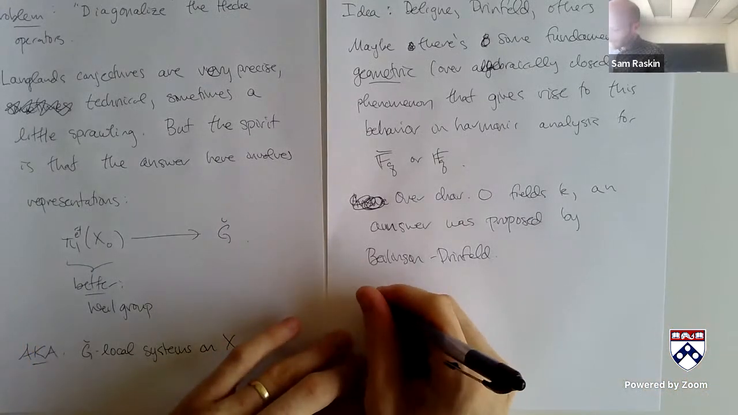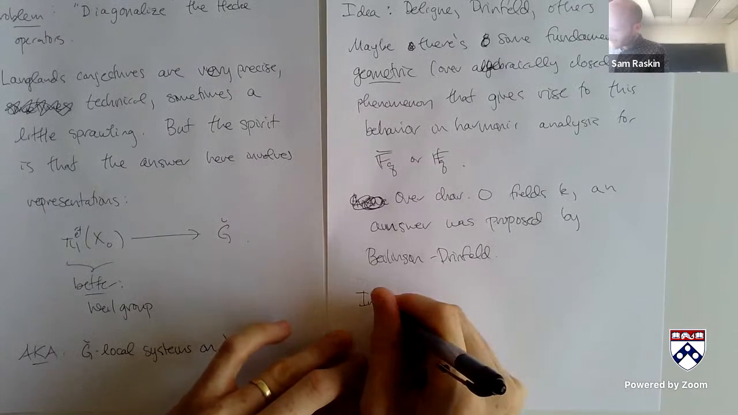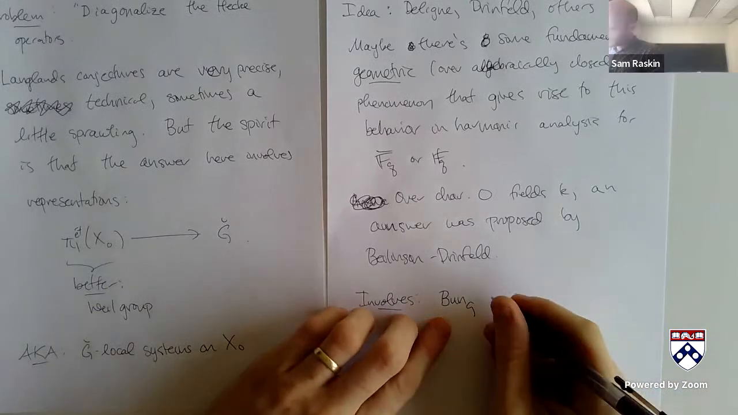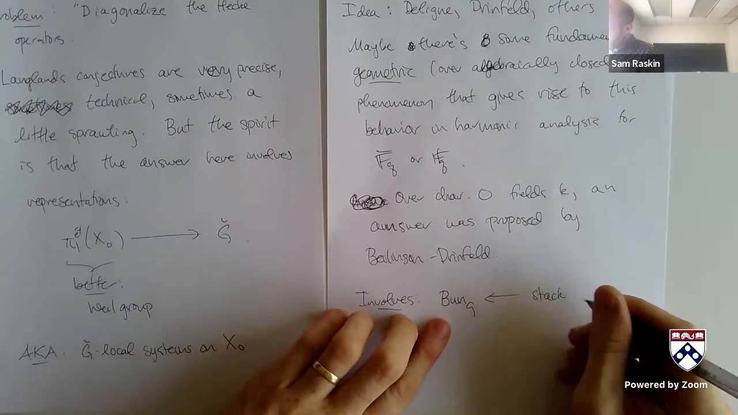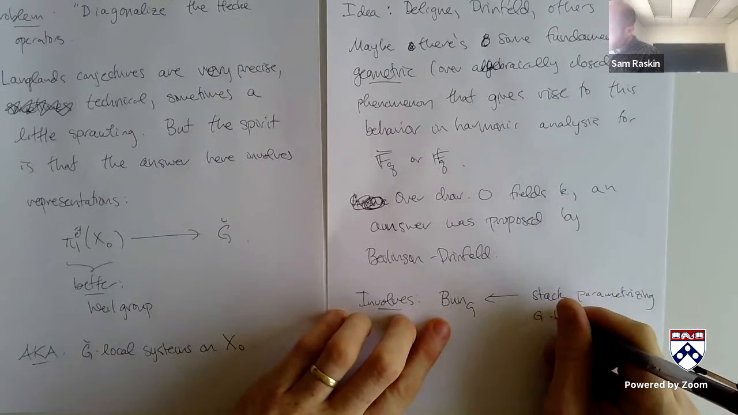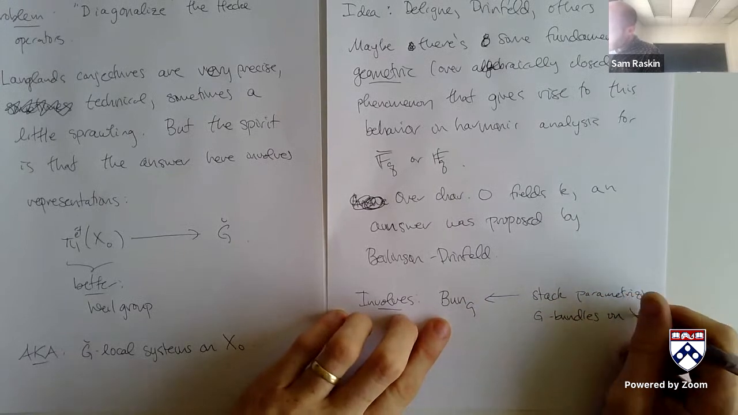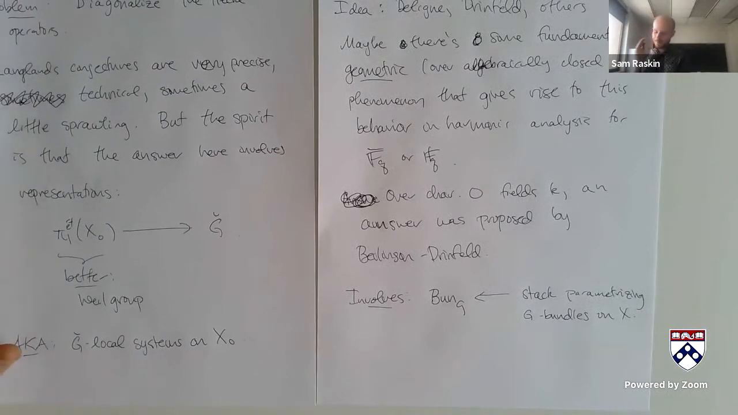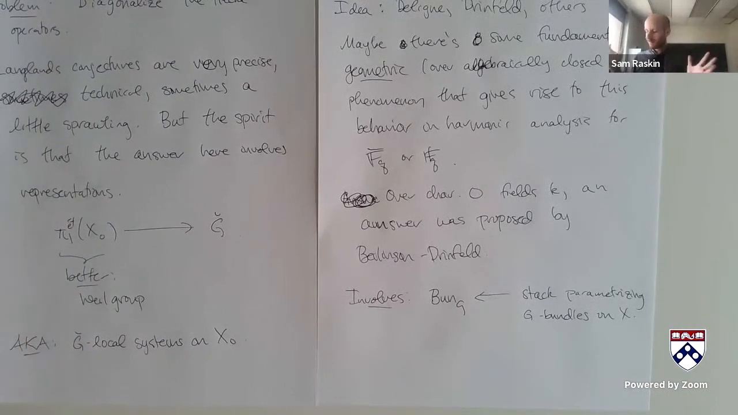The answer involves the following kind of spaces. So first, there's going to be Bun_G, which is the stack parameterizing G-bundles. I don't impose semi-stability conditions or anything like this. For people who are particular, I'm going to call it a space sometimes, but it's not a moduli space in the technical algebraic geometric sense. Thus, the stack.